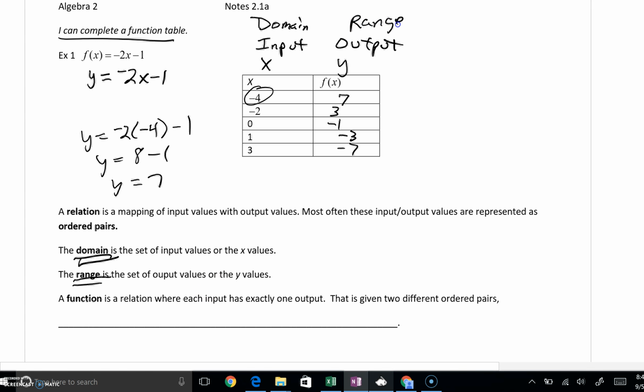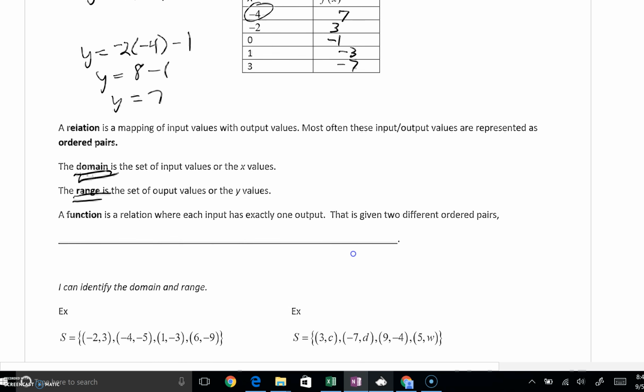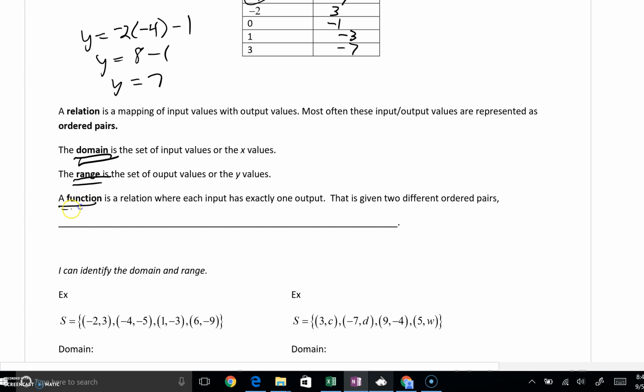If you ever forget, x goes before y in the alphabet. D goes before R in the alphabet. It's in alphabetical order. So if you're ever thinking, wow, was domain X or Y, you could just say domain and range, which one comes first? X goes before Y, they kind of match up. So a function is a relation, which is a set of points, where each input has exactly one output.